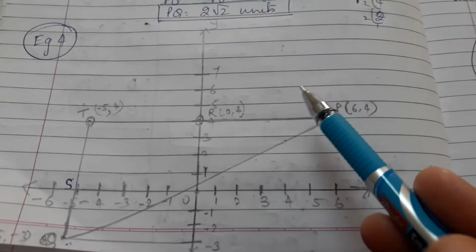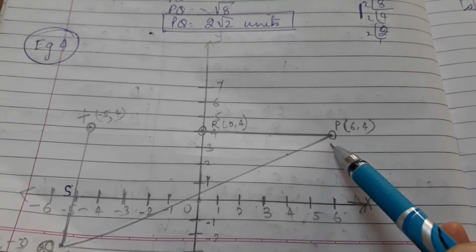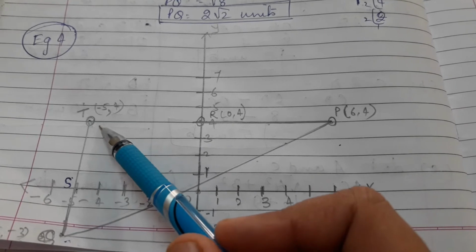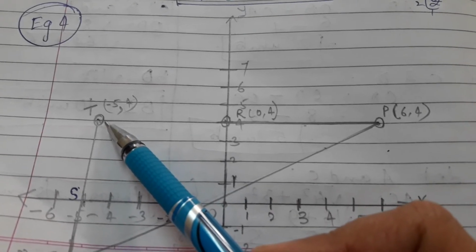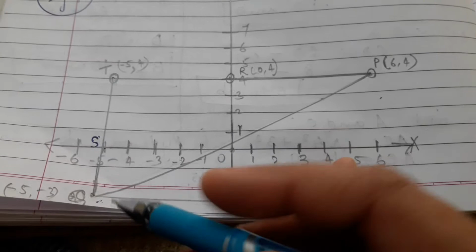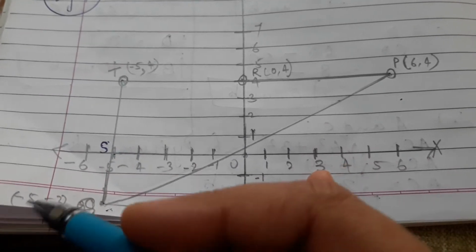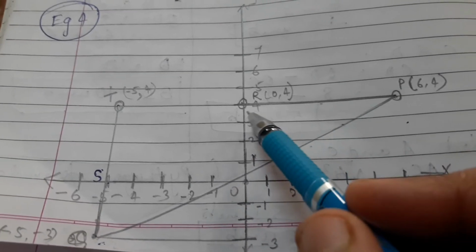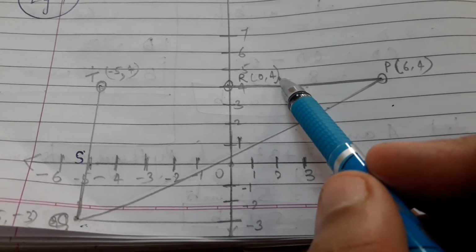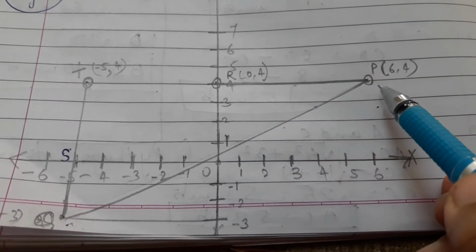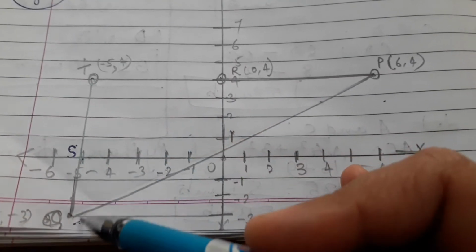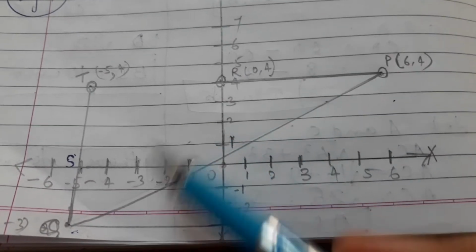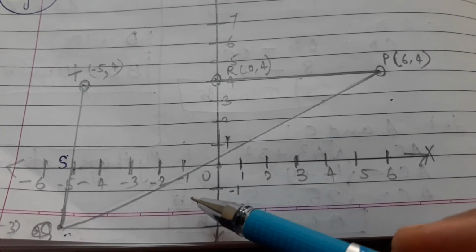Look at the graph. P 6, 4, and T 5, 4 minus 5, 4. Here the point Q minus 5 minus 3, and this point R 0, 4. That means if the points are already given, P, T, Q in the different quadrants, and if we have to find the distance between any two given points, we can find it easily.